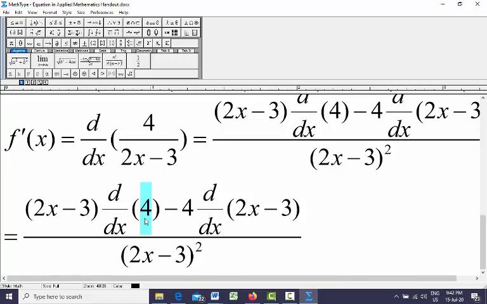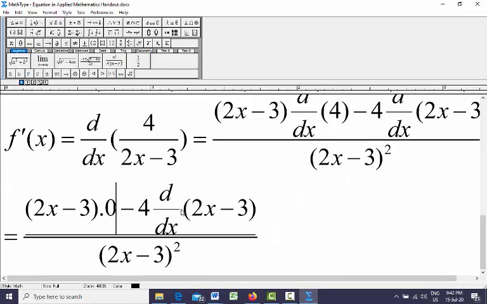That means you need to do differentiation of 4. But here the variable is x, so since we do not have any x here, we will get 0. So if you do differentiation of this one, you get 0.